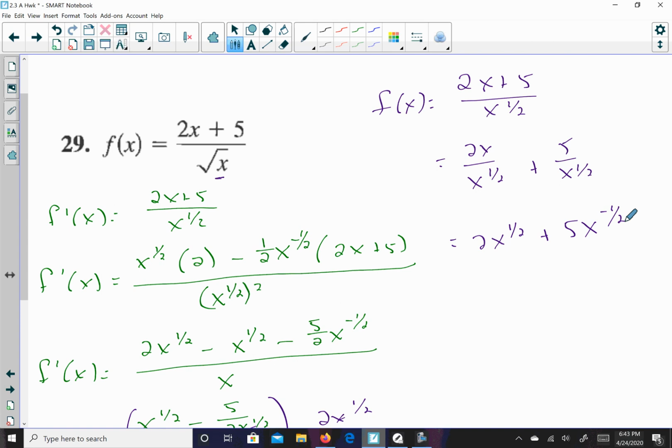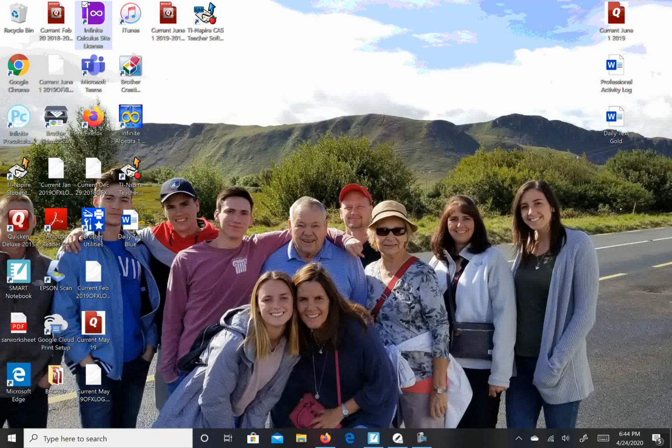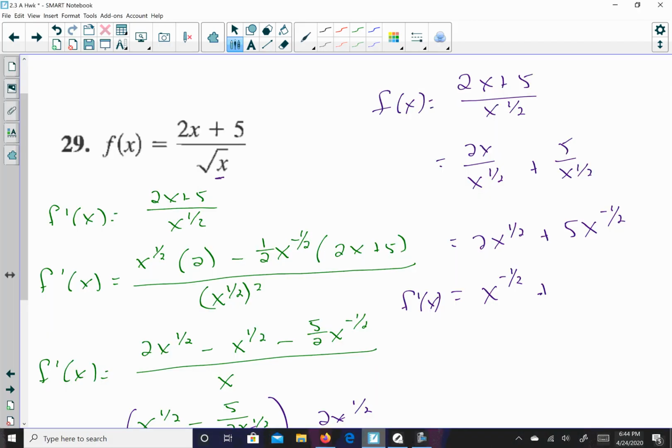Now, if I take it part by part, term by term, when I take the derivative, I'm going to have 1/2 times 2, which is 1, and then subtract 1 from 1/2, which will be negative 1/2, plus 5 times negative 1/2, so that'll be negative 5/2. And when I subtract 1, that will be x to negative 3/2. And then I can rewrite it as 1 over x to the 1/2 plus negative 5 over 2x to the 3/2.